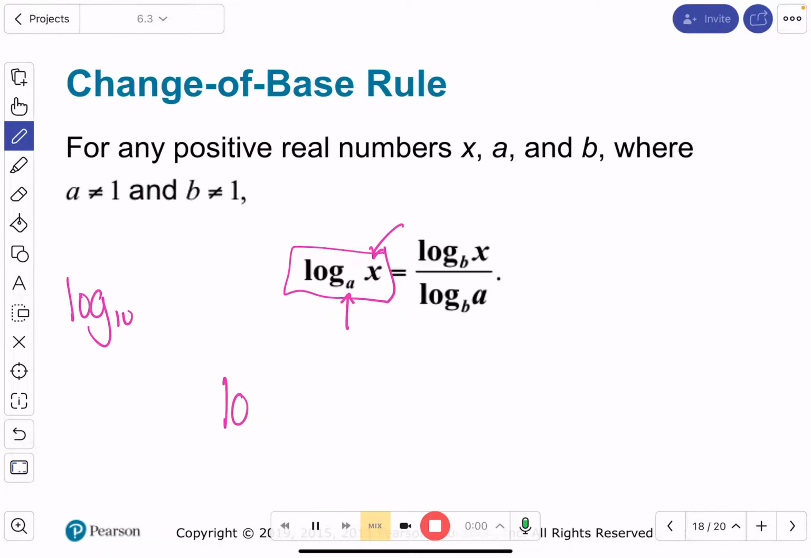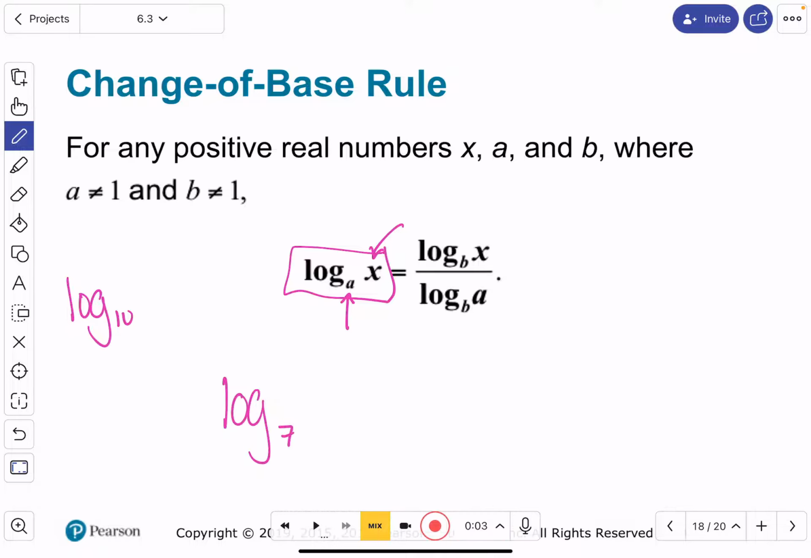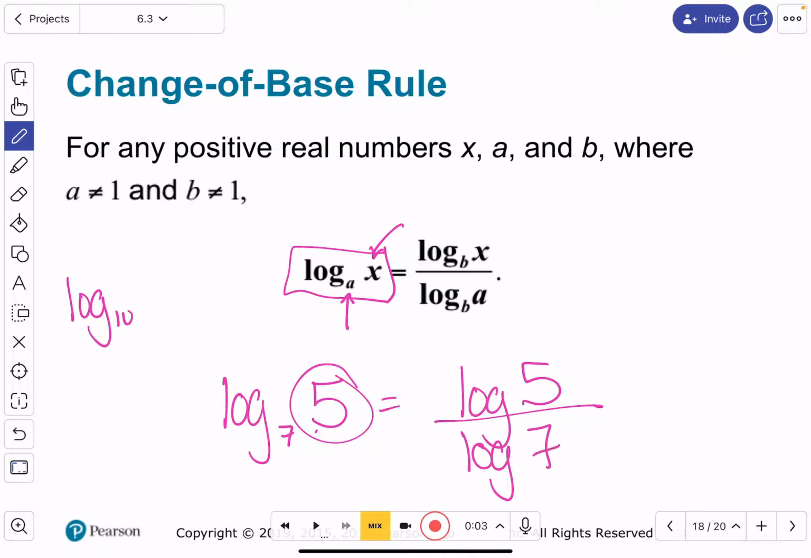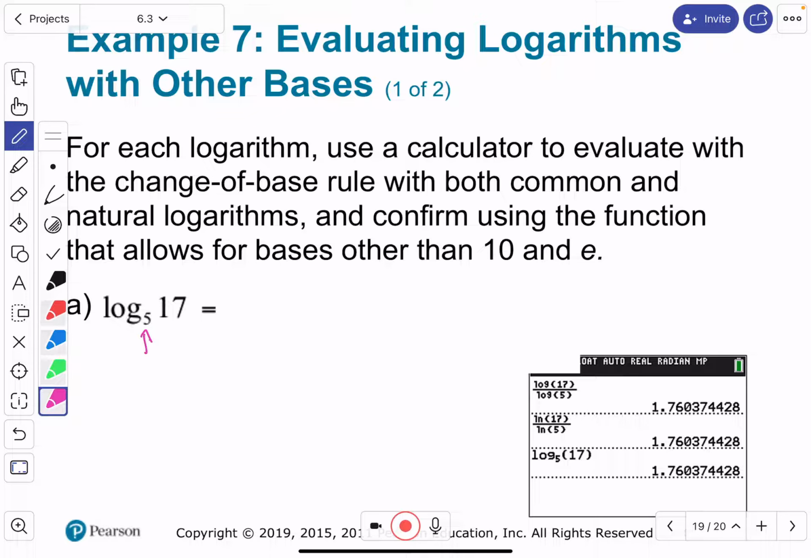So if I wanted to make log base 7 of 5 into log 10, I put the answer on the top and the base on the bottom. Now I can type this in my calculator as a division problem. So if you look over here, remember your base goes on the bottom, your answer goes on the top. So you could type it log base 17 over root log 5 and you'd get an answer. You could change it into the natural log and you'd get the same answer.